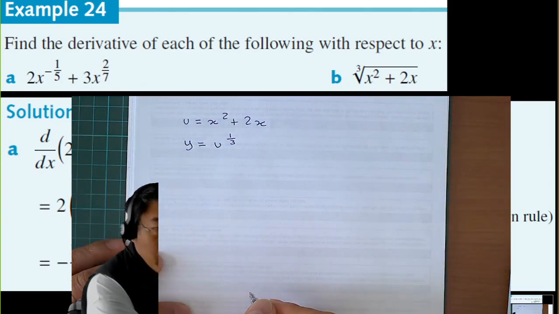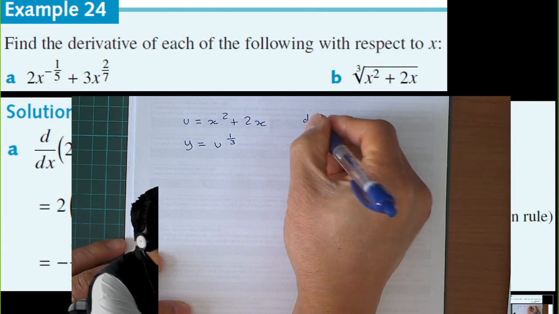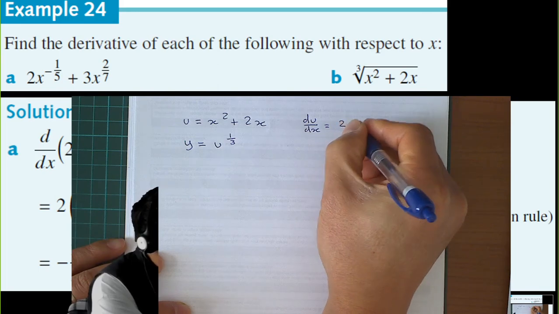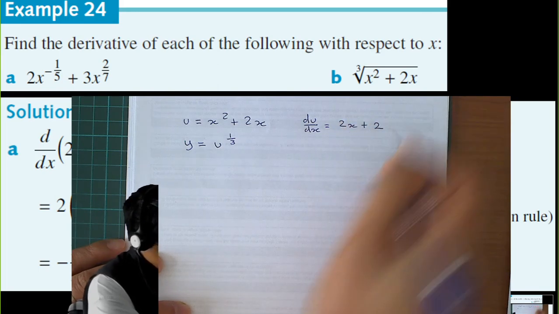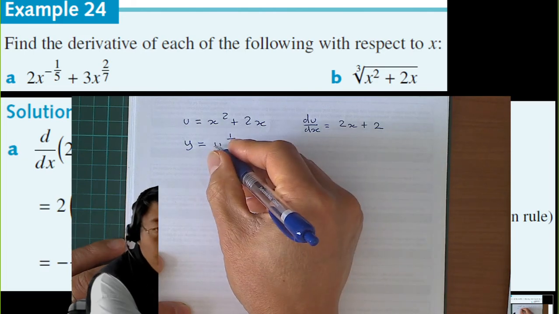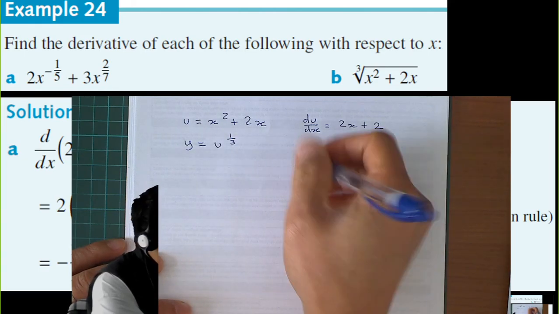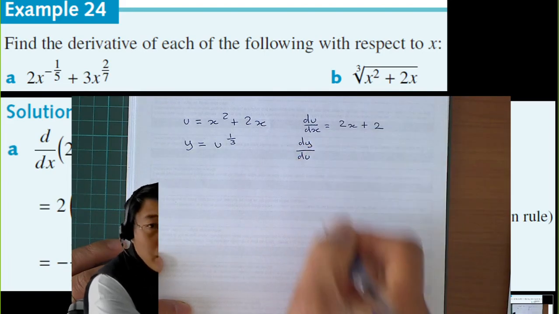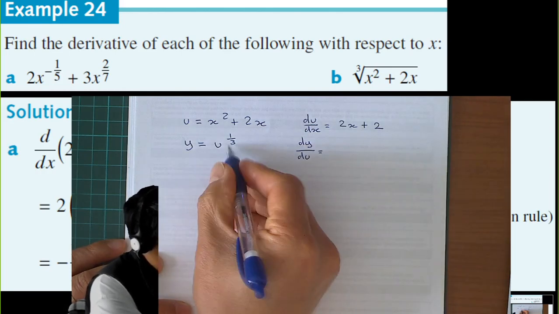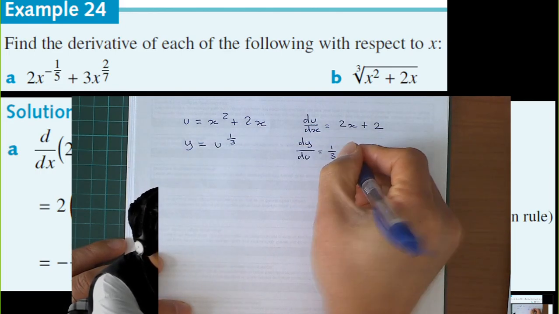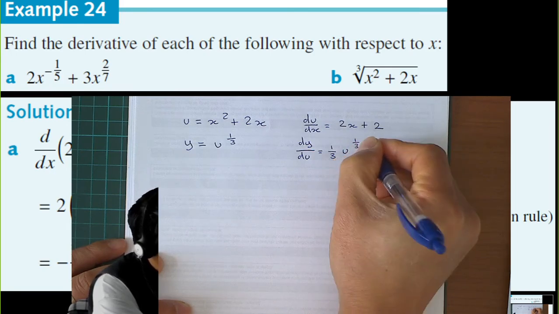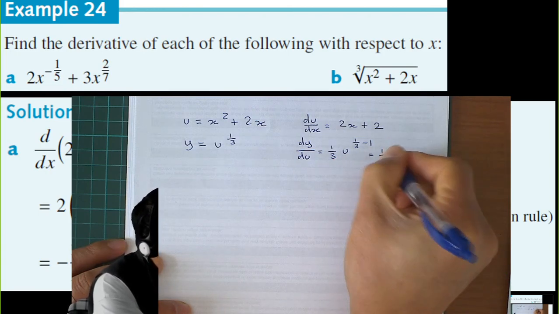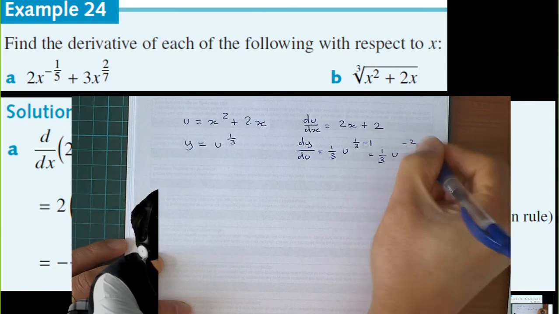Can you all see that? Okay, so now I'm going to differentiate u in terms of x. So that gives me 2x plus 2. And y is a function of u, so I'm going to differentiate in terms of u. So it's going to be dy over du, and that's just 1/3 of u to the power of 1/3 minus 1. 1/3 minus 1 is negative 2/3. So it's 1/3 u to the power of negative 2/3.